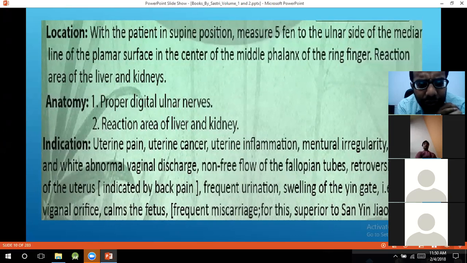The reaction area is liver and kidney, and the nerve is the distal ulnar nerve. So the nerve which you see is the distal ulnar nerve, and the reaction area is for liver and kidney. And it is on the ulnar side of the medial line of the palm. This is the location of the point which you can see.